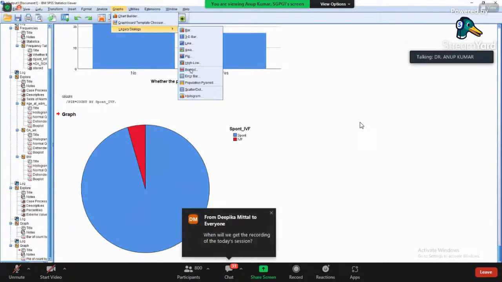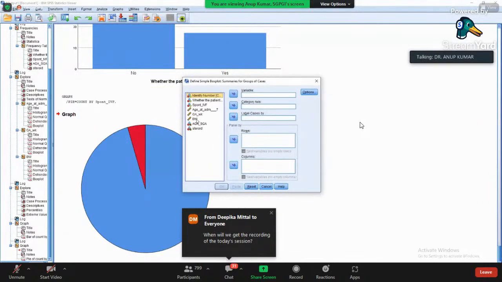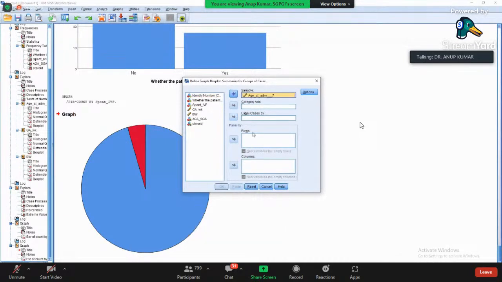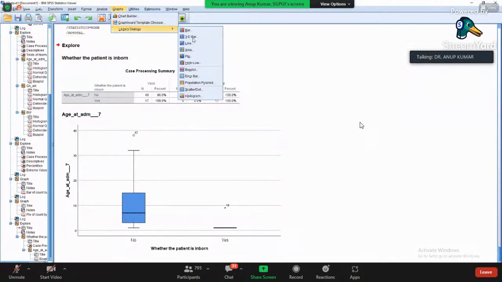One more graph is the box plot. Just define a simple box plot. I want to see the box plot of the variable age at admission. And I want to see whether the age at admission depends upon whether the patient is inborn or outborn. So you can see that this is the box plot for these two categories also. This is how graphs are prepared for you in SPSS.